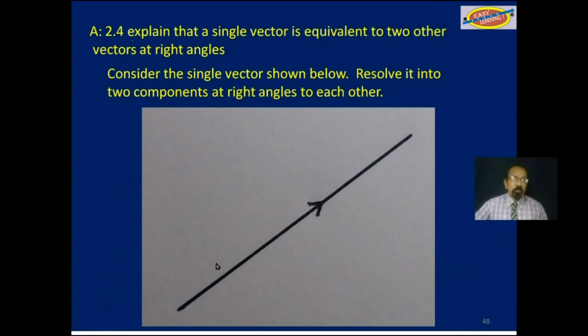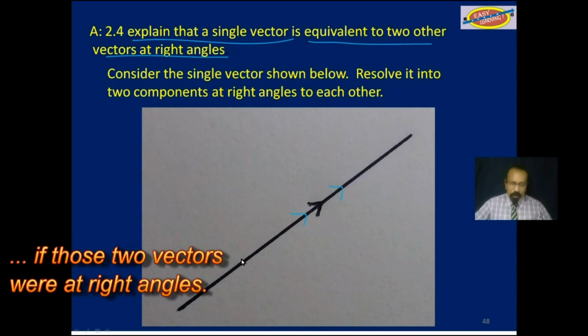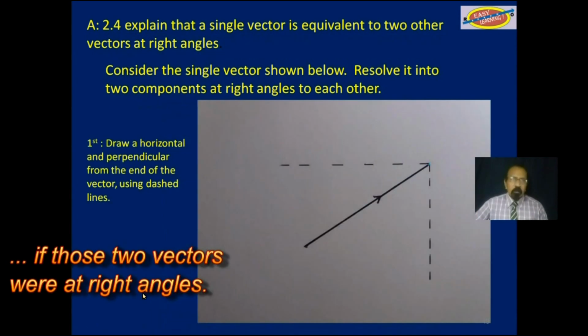CSEC also requires you to be able to explain that a single vector is the equivalent of two other vectors at right angles. This is actually the reverse or the inverse of what we have been doing. We were looking at two vectors at right angles and finding their resultant. Now in this case, we are given the resultant and we need to show what two vectors will give that resultant if those two vectors were from the end of this vector.